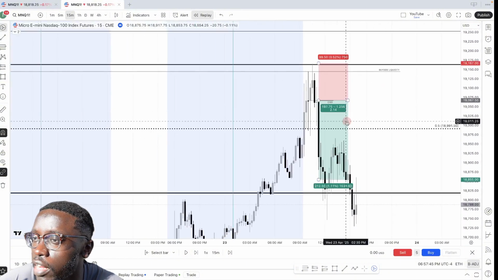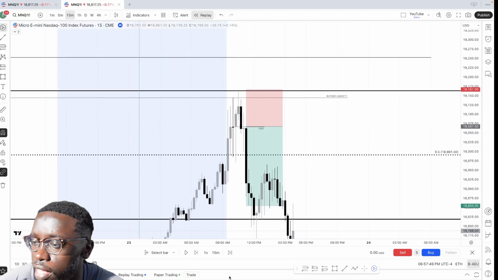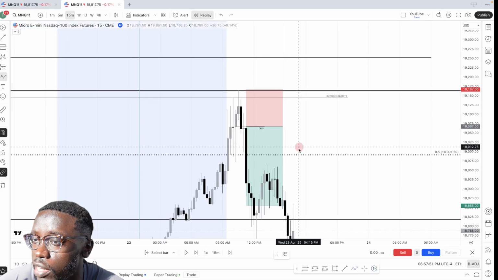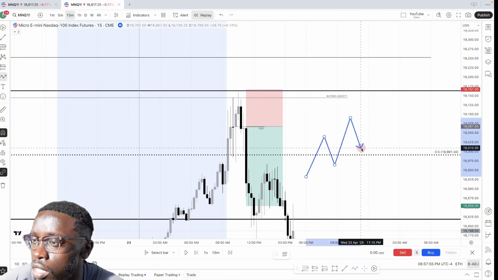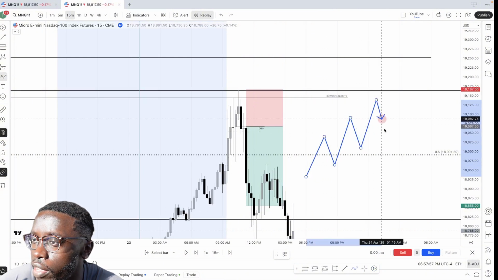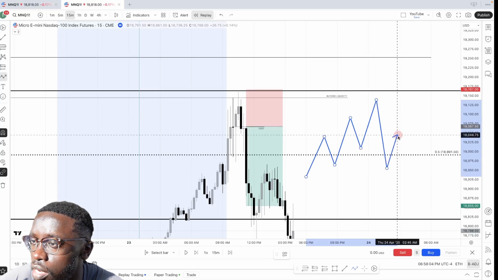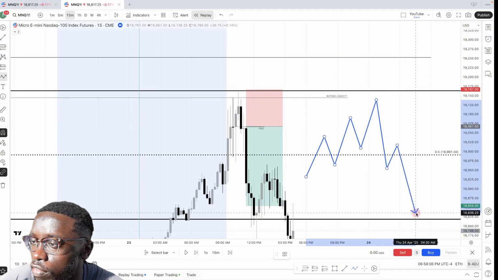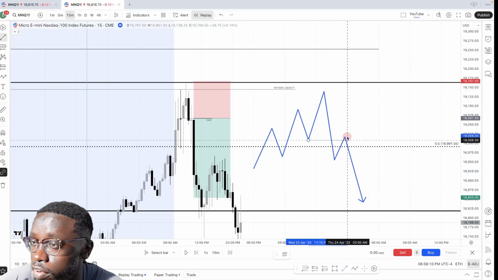Just had to be patient and wait for the manipulation and a change in state of delivery. But every single day, that's the move that I'm watching, right? In this case, we get a high, a low, a higher high, a higher low, a higher high, right? And then we get that change in state of delivery when we close below here, right? A retest of that here, and then a sell off here, right? That's essentially the same model that I'm watching on every time frame, right?